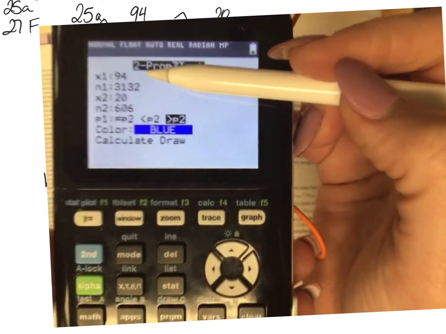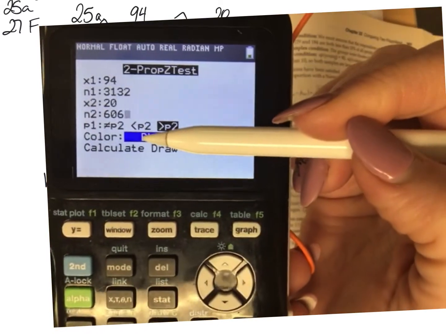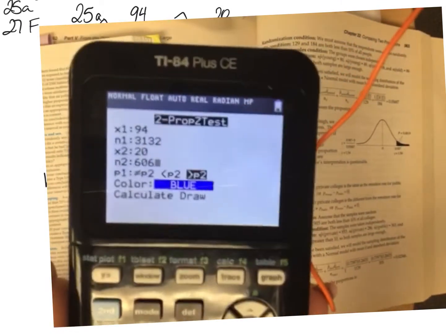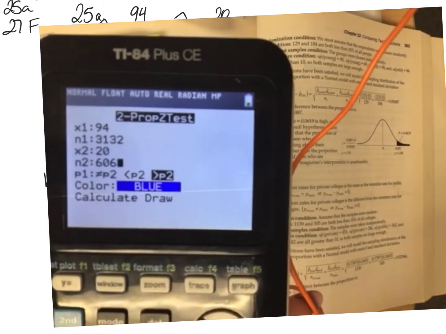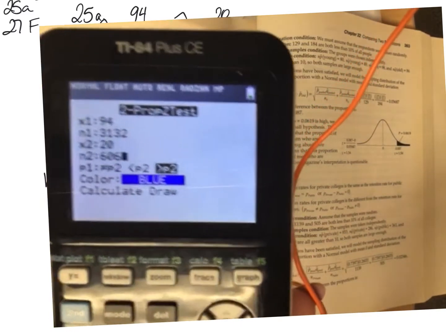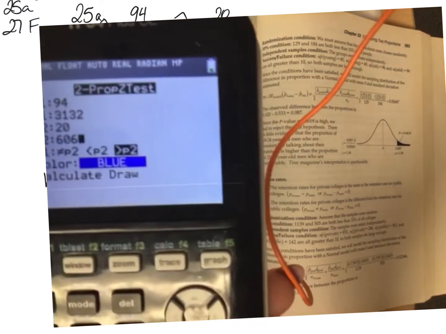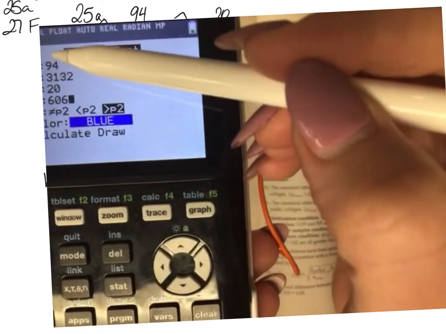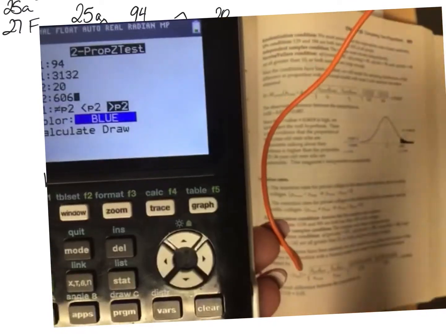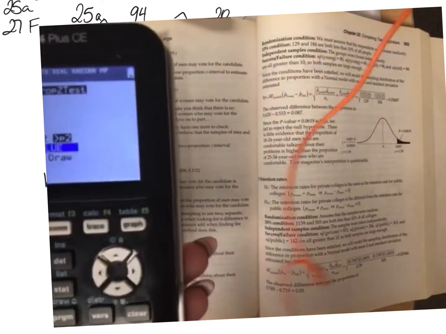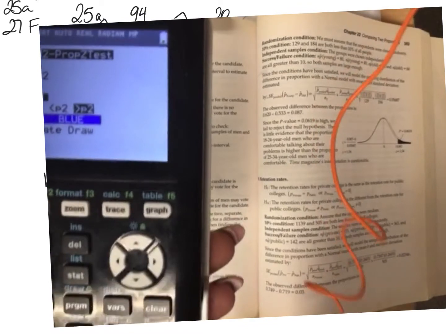These numbers, x1 and x2, must be whole numbers. If I am given a proportion 0.21 and I have to multiply that by 3132, I need to do that but round it. Your calculator will give you an error if you don't put in a whole number. x1, n1, x2, and n2 must all be whole numbers, because we're talking about the number of people that had multiple births. It can't be half a person.